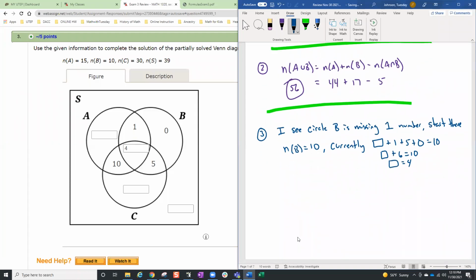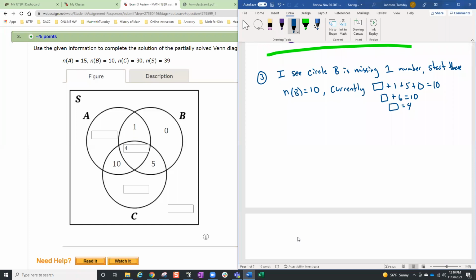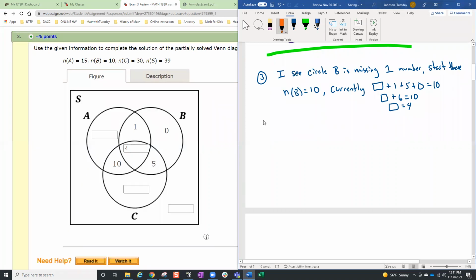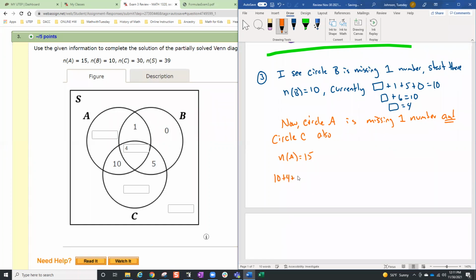Okay. And I have not done it like this in class before. I really just kind of did it right now. All right, let's throw down some orange here. What else? Now, circle A is missing one value. And circle C also. So the number in A is supposed to be 15. Currently in A, I have 10 plus 4 plus 1 plus the box. That tells me I already have 15 and my box must be 0.